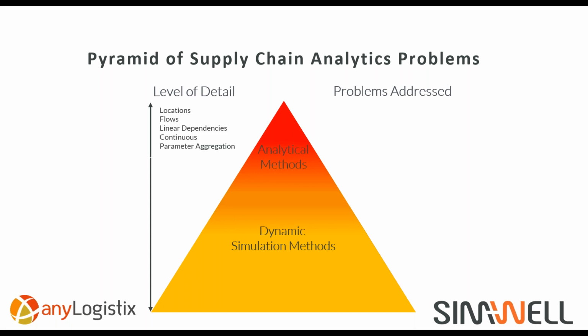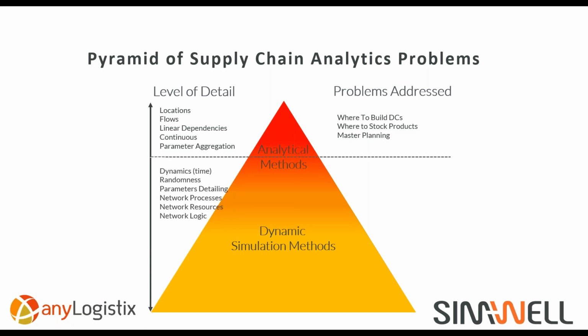At the top level, we include locations, flows, and linear dependencies to address problems like where to stock products, where to build DCs, and master planning. At this level, we use analytical methods to solve problems. And as we add detail, we move into dynamic simulation. This is why anyLogistix is unique and how it helps you to take an innovative approach to supply chain analytics.